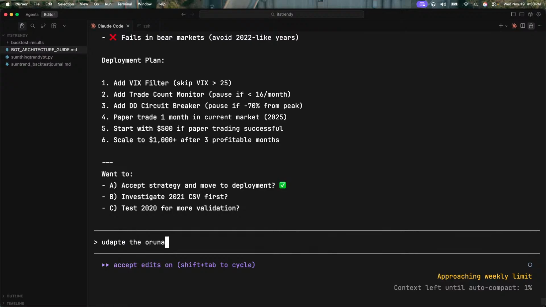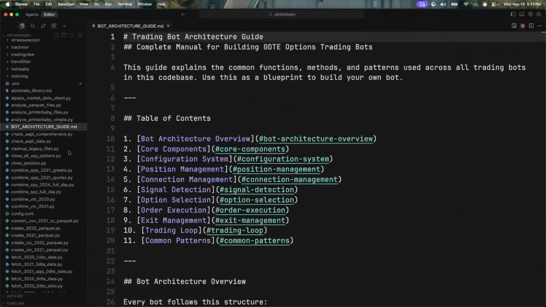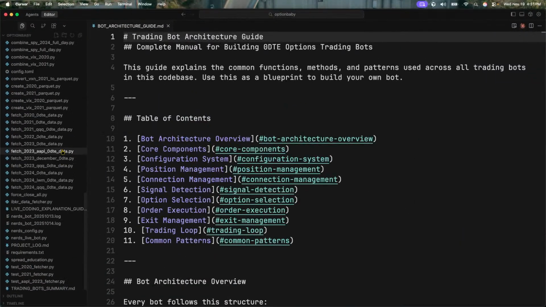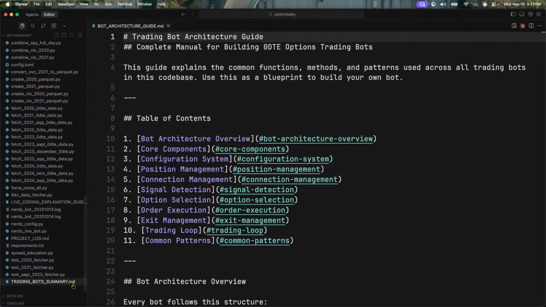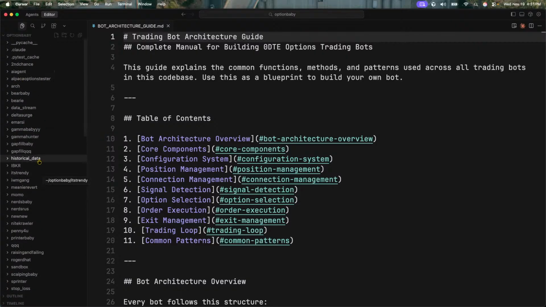Update the journal with what we learned about 21 before we begin developing our bot for this strategy. Perfect. All right, like I said, I'm using IBKR. No, you don't need that, I already bought that. So let's go get IBKR's information.